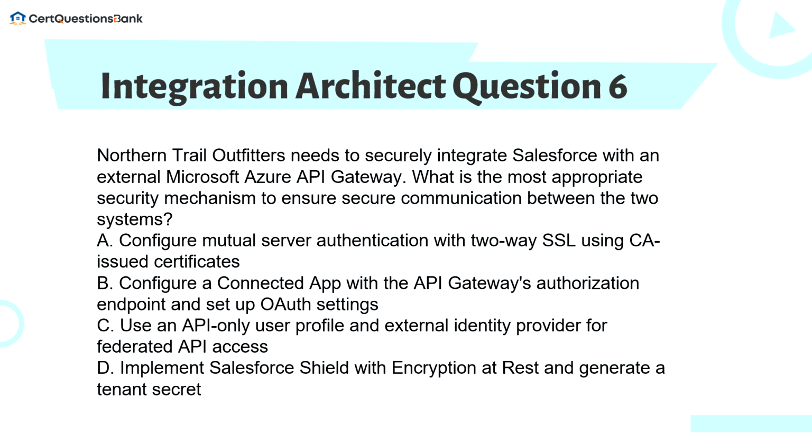A. Configure mutual server authentication with two-way SSL using CA-issued certificates. B. Configure a connected app with the API gateway's authorization endpoint and set up OAuth settings. C. Use an API-only user profile and external identity provider for federated API access. D. Implement Salesforce Shield with encryption at rest and generate a tenant secret.